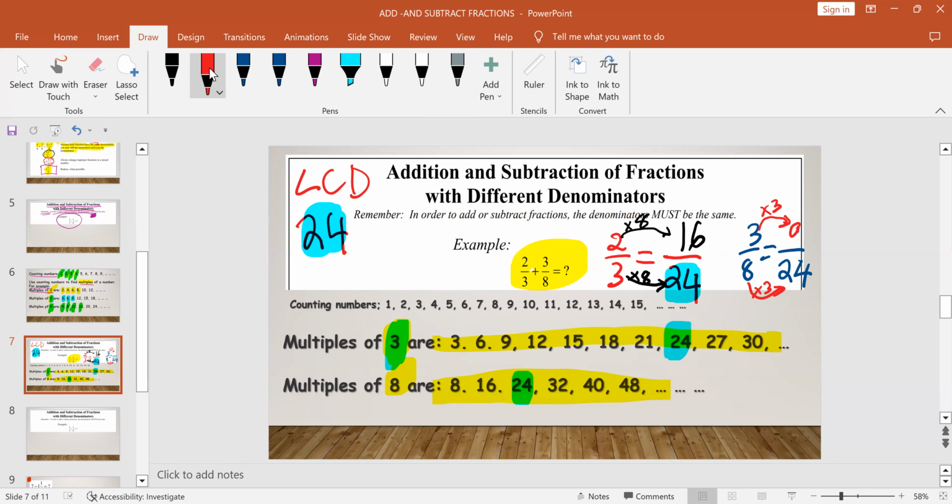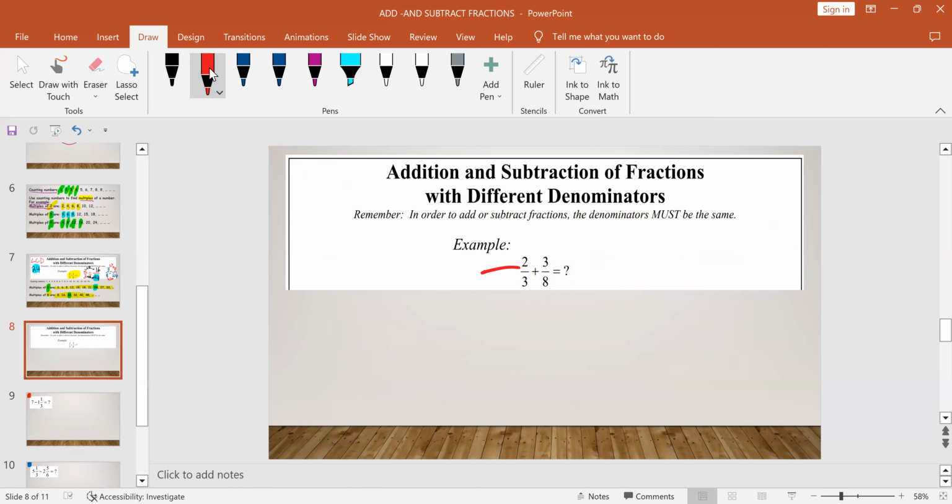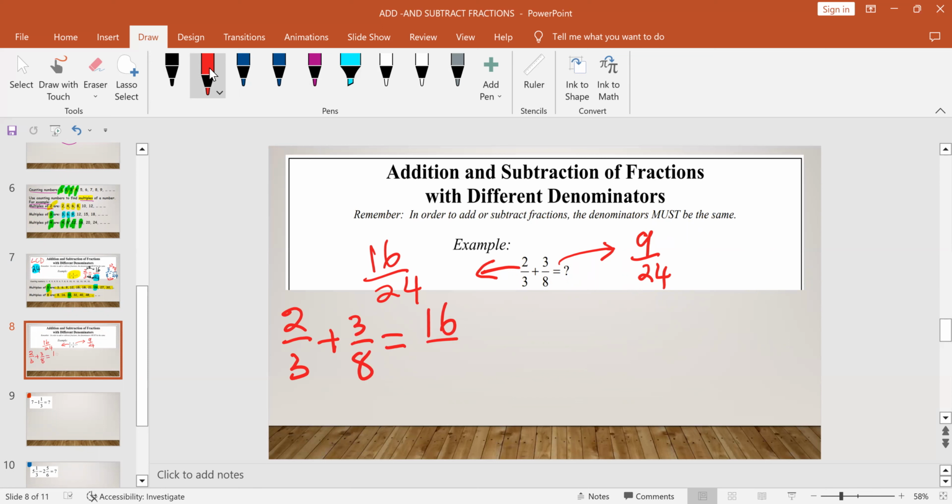Now, let's rewrite our two fractions. So we say that 2 over 3 is the same as 16 over 24. We say that 3 over 8 is 9 over 24. So adding 2 over 3 to 3 over 8 is the same as 16 over 24 added to 9 over 24. So in this case, you see we have that same denominator.